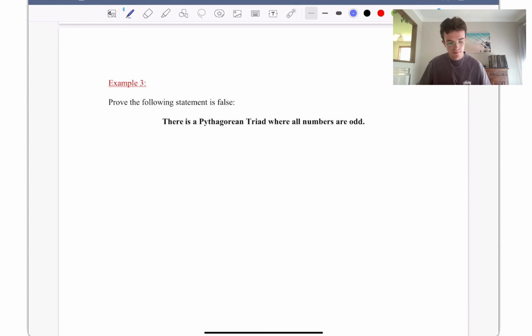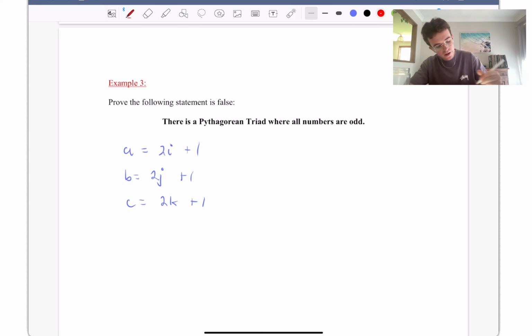Okay, we're going to prove that this statement is false: there is a Pythagorean triad where all numbers are odd. This particular example, I think it would be best to do by contradiction. So we're going to assume that there is a Pythagorean triad where all numbers are odd. So let's say we've got the Pythagorean triad: a is equal to 2i plus 1, b is 2j plus 1, and c is 2k plus 1.